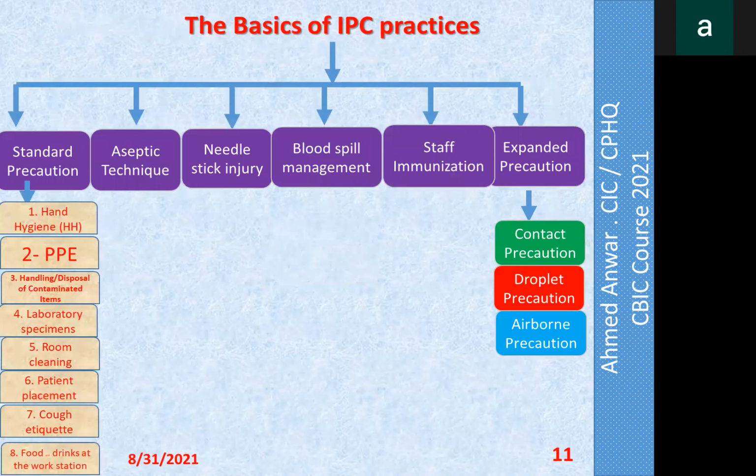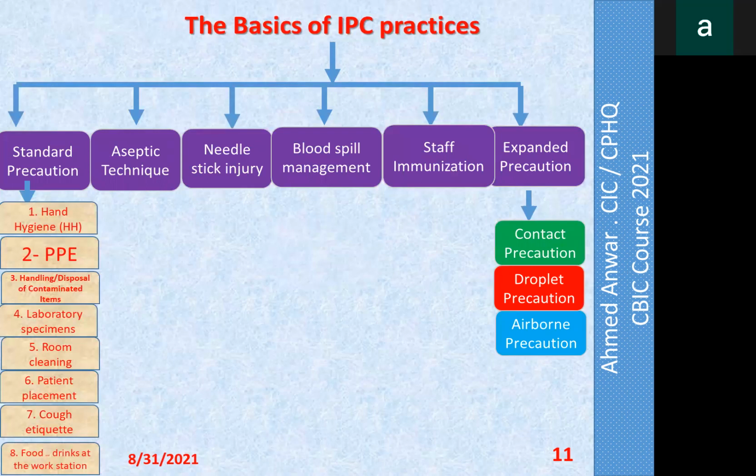So now we will talk about the general practice or general guidelines of infection control implemented in the hospital, which should be implemented all the time. These are the main components of general infection control guidelines: standard precautions, aseptic technique, needle stick injury, blood spill management, staff immunization, and expanded or isolation precautions.